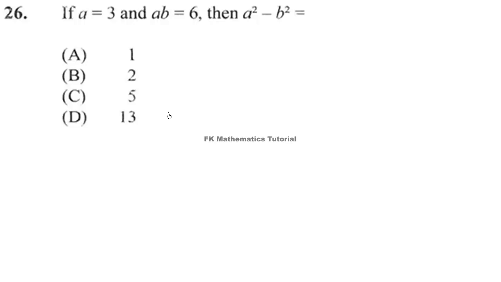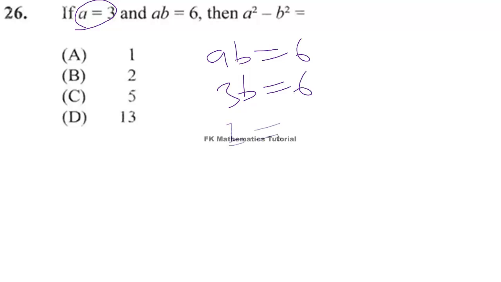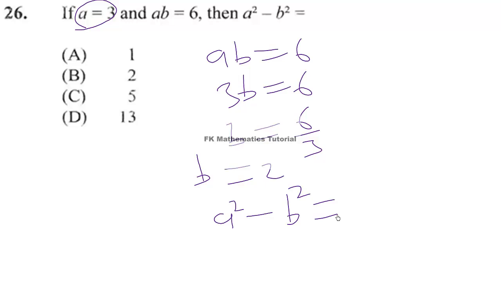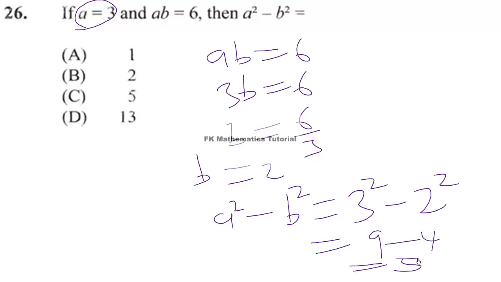If A is equal to 3 and AB equals 6, then A squared minus B squared is equal to. So we're told that AB is equal to 6, but A is equal to 3. So 3B is equal to 6. So B is equal to 6 over 3, which is equal to 2. So A squared minus B squared will be equal to 3 squared minus 2 squared. And that will give you 9 minus 4, which is equal to 5.